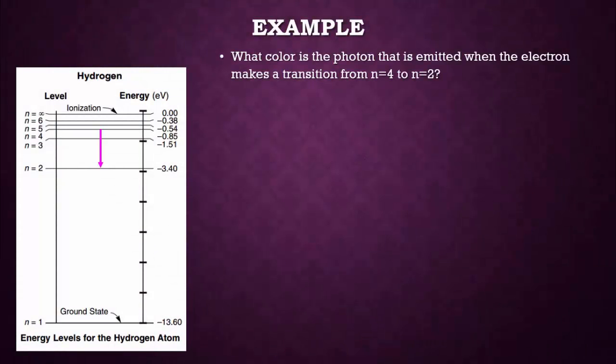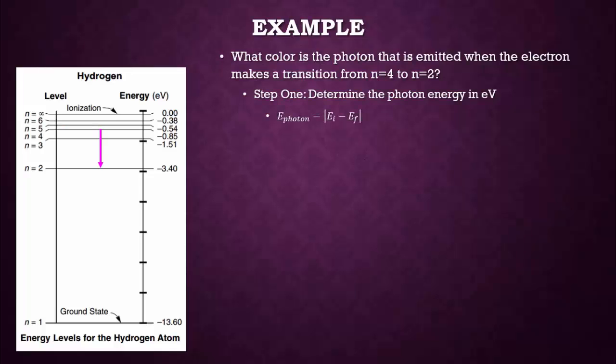Let's take a look at an example. I want to know what color is the photon that is emitted when the electron makes a transition from n equals 4 down to n equals 2. The first step is to determine the energy of the photon in electron volts. If we take the absolute value of the difference between 0.85 electron volts and 3.4 electron volts, we find that the energy of the photon in electron volts is 2.55.